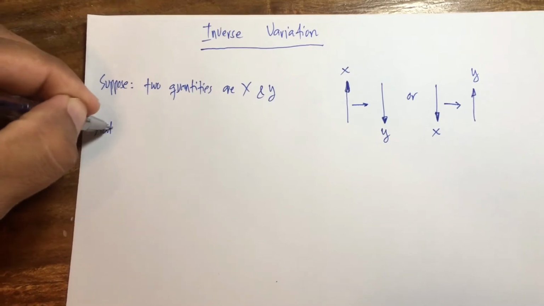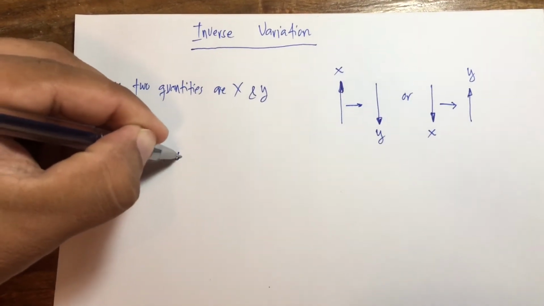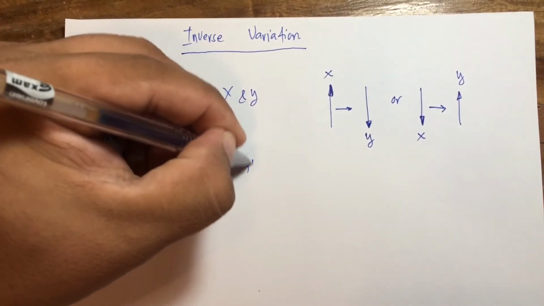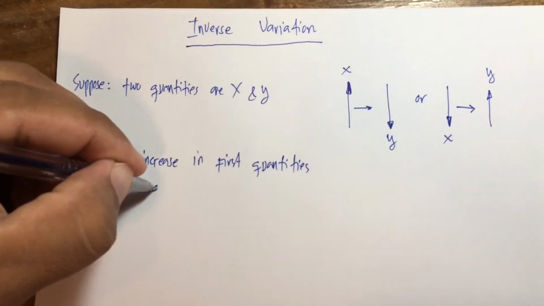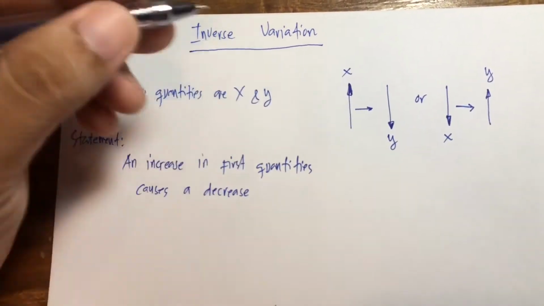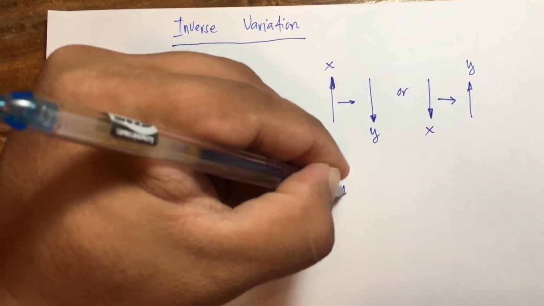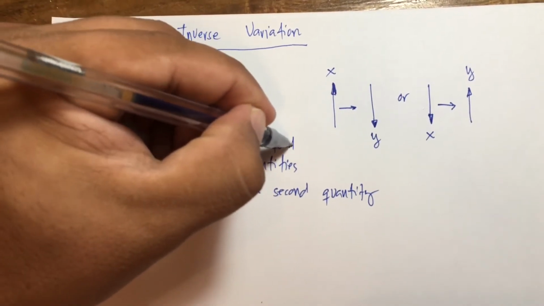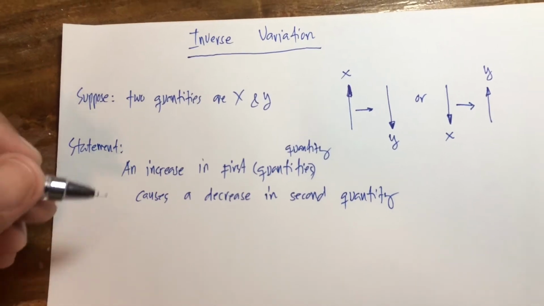In statement, to make it clear, since we have two quantities, an increase in the first quantity causes a decrease in the second quantity. Okay. An increase in the first quantity causes a decrease in the second quantity. Okay, so now in symbols.